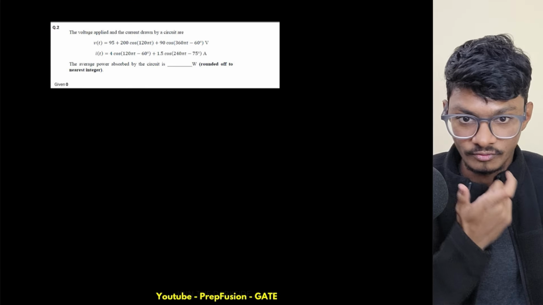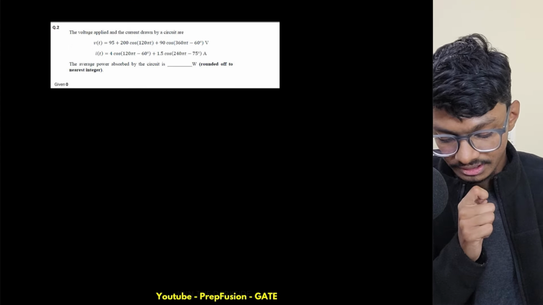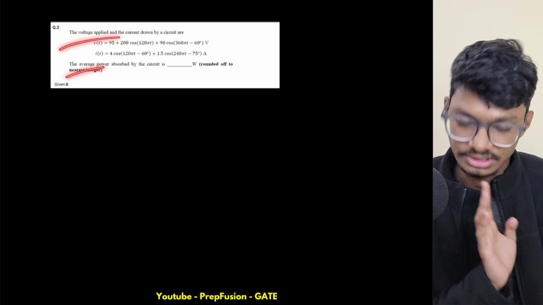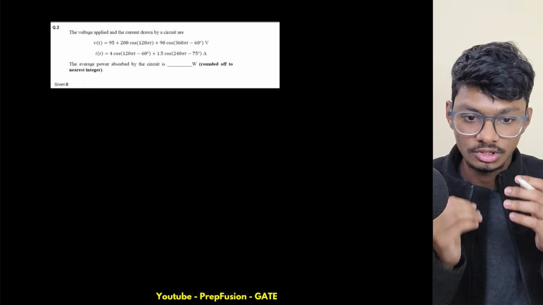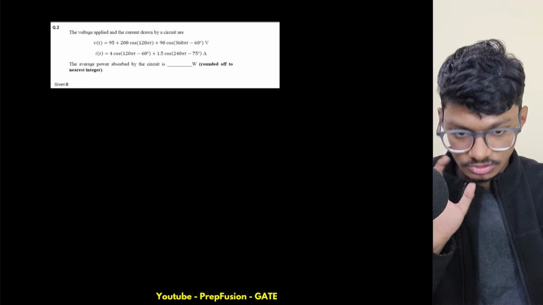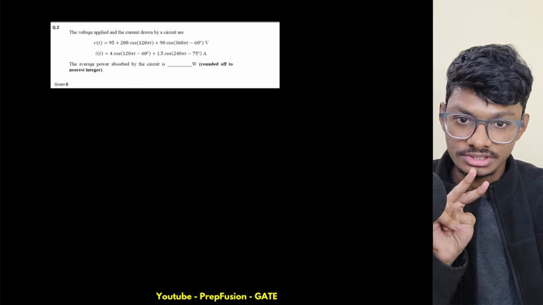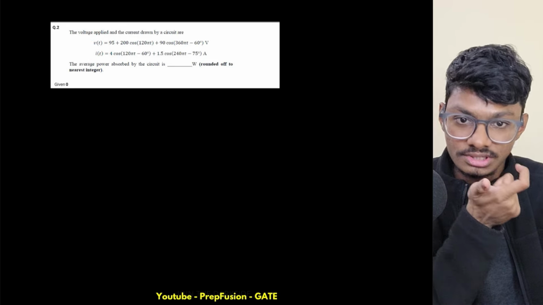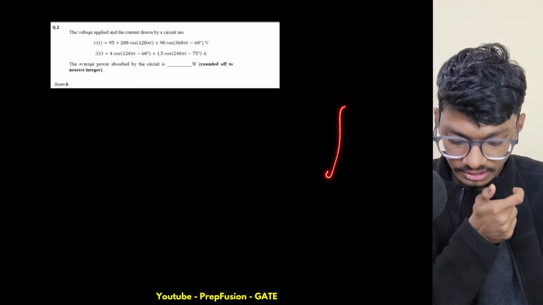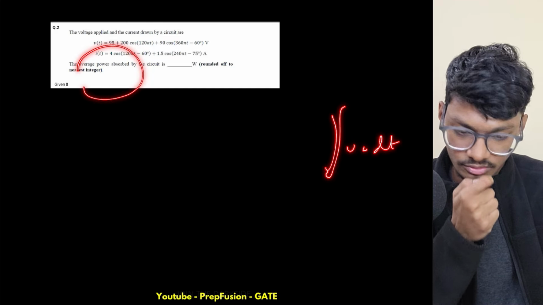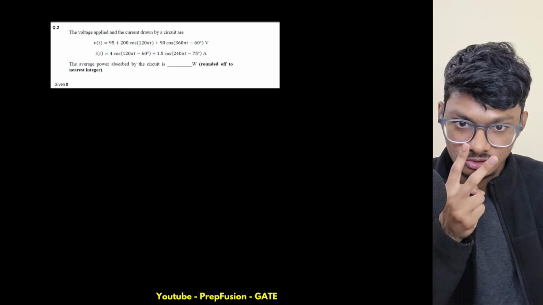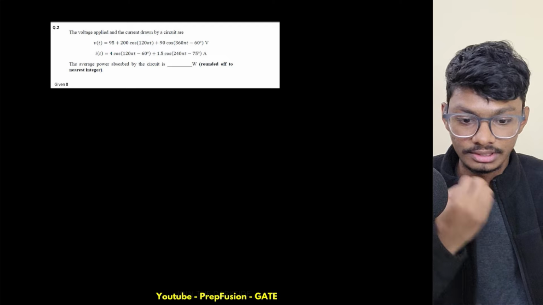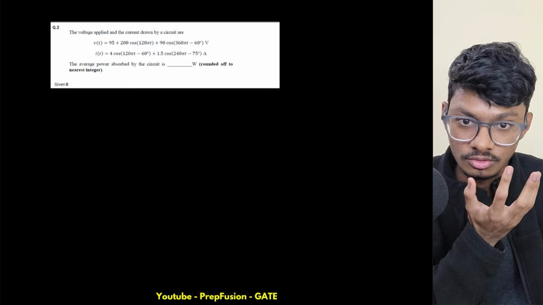Here you have to find the power. Voltage supplied and current drawn are given. You have to find the average power absorbed by the circuit. In this case you have to use the concept of orthogonality. Whichever signals are orthogonal to each other, their area will be zero. Basically we're multiplying voltage and current. For power we integrate V and I with respect to time. If voltage and current are orthogonal to each other, then what will happen? Then that integration will be zero over a time period.